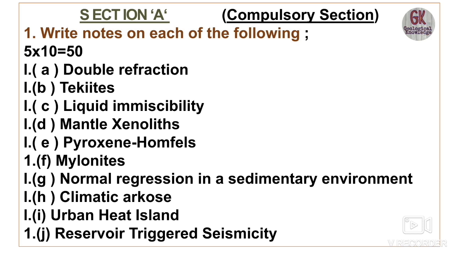First is dealing with double refraction, then you have tektites beds, liquid immiscibility, mantle xenoliths, pyroxene hornfels facies, and then mylonites, normal regression in sedimentary environment, the climatic optimum, urban heat island, and reservoir triggered seismicity or reservoir induced seismicity. So these are very simple questions. If you know the basic part, then it will not be very tough for you to answer this question.